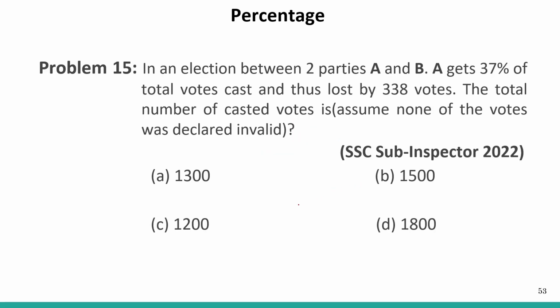Problem number 15. An election between two parties A and B. A gets 37% of total votes cast and thus lost by 338 votes. Assume none of the votes was declared invalid. We want to calculate the total number of votes cast. Is it 1300, 1500, 1800 or 1200?